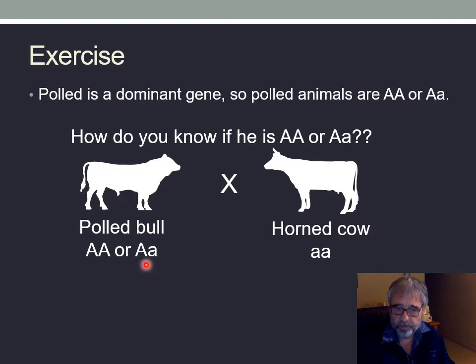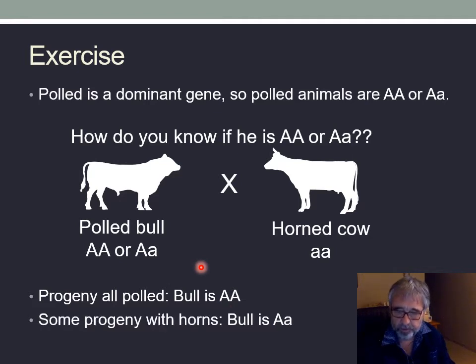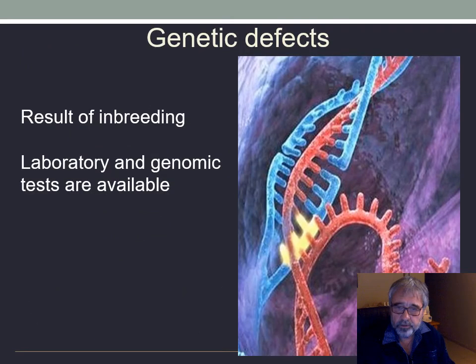If you have a polled bull and you breed him to horned cows, let's say 30 cows, a horned cow will not carry the polled gene. So if you have any horned progeny, it means he was not breeding pure polled. In a case where all the progeny is polled, he will breed pure. In both cases he will carry the polled gene, and if some progeny has horns, it means he also has a recessive gene for horns.